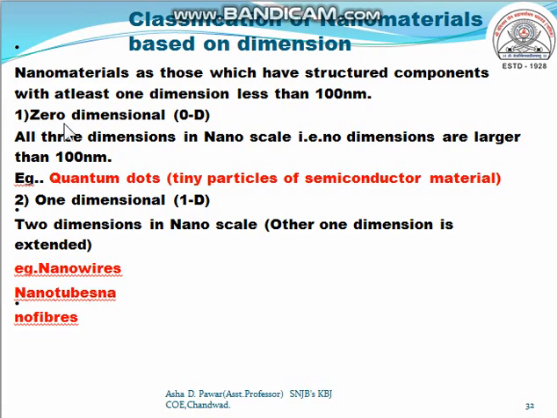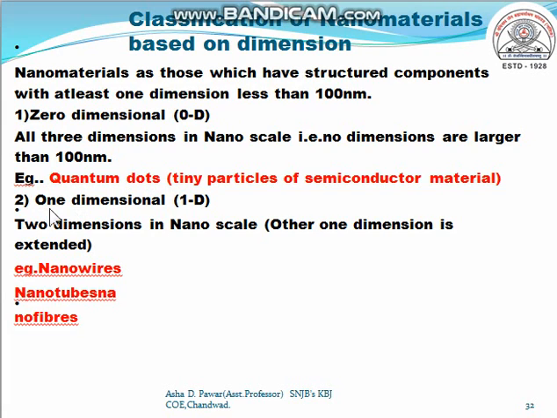The first type is the zero dimensional nanomaterial. In this type, all three dimensions are in the nanoscale, that is, no dimension is larger than 100 nanometer. The most common example of a zero dimensional nanomaterial is quantum dots. These are tiny particles of a semiconductor material. In the last part of the unit, we will study quantum dots.